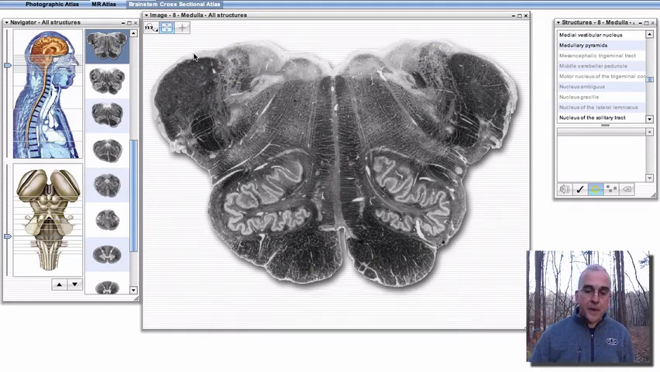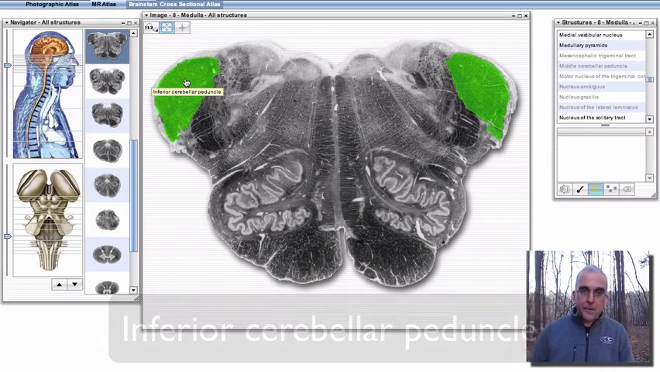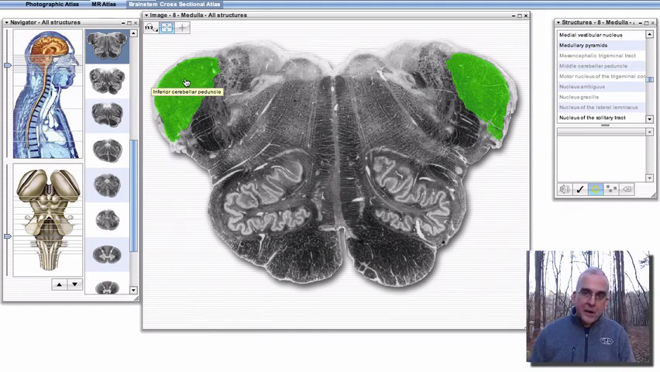Well, this big massive bundle of white matter, this is the inferior cerebellar peduncle, one of the three major stalks that attaches the cerebellum to the brainstem. This is inferior and it attaches from below, mainly conveying signals from the spinal cord, but also signals from an important nucleus of the medulla that I'll mention in just a moment.